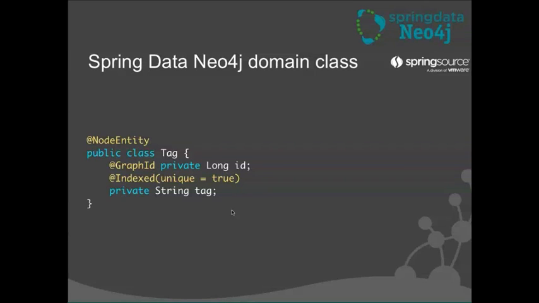The uniqueness attribute of this index annotation is quite important because you often have the business constraint that some entities must be unique on some properties. So, for instance, a user with an email address is unique by this email address, or in our case, the tag is unique by its tag name. So this feature was added in Spring Data Neo4j 2.1.